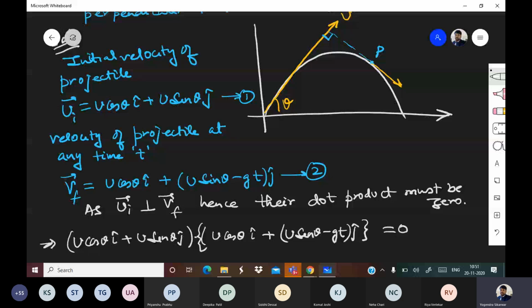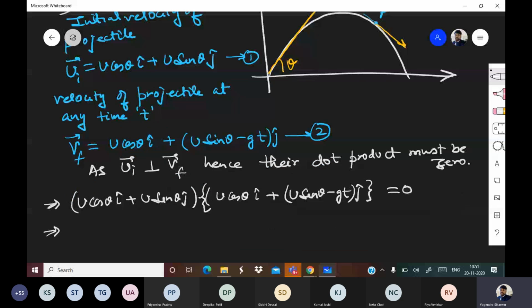Is equal to 0. So u cos theta into u cos theta, that becomes u square cos square theta. I dot i will be 1. Similarly, i dot j will be 0. So what finally we'll be getting? It will be u sin theta bracket u sin theta minus gt, and that is equal to 0.